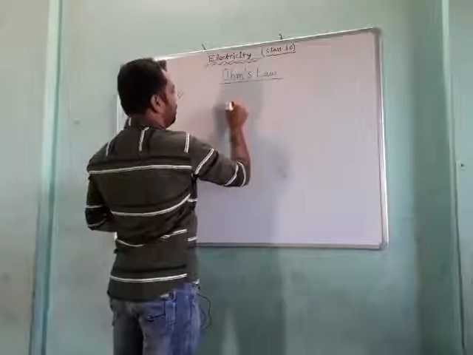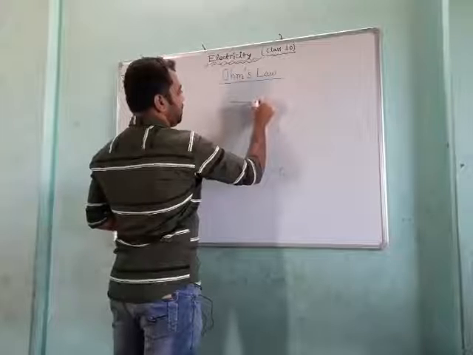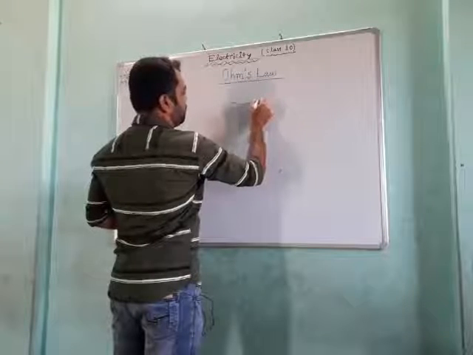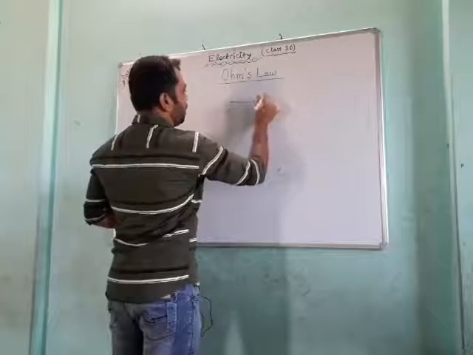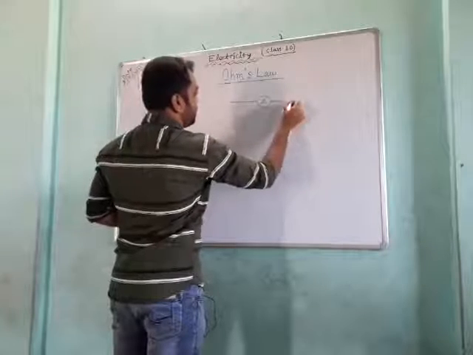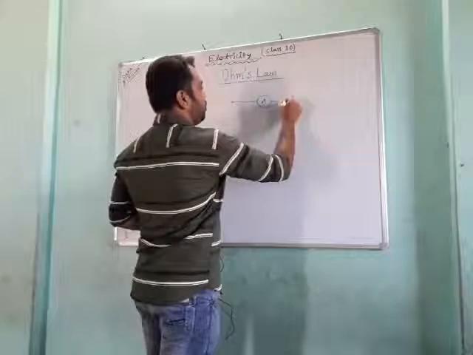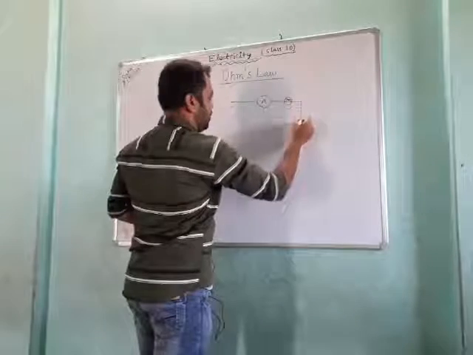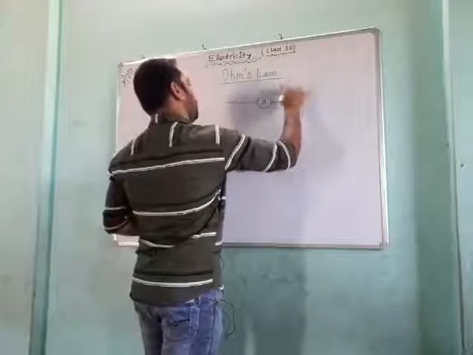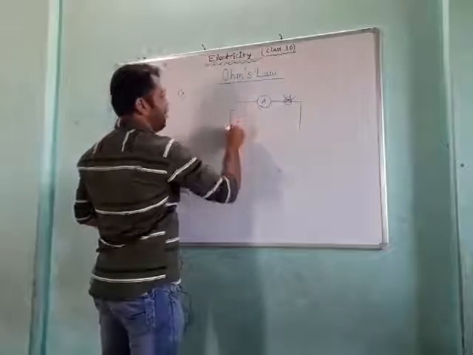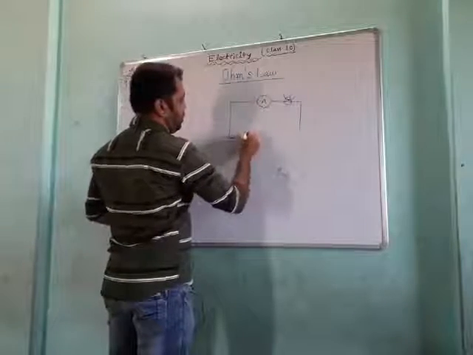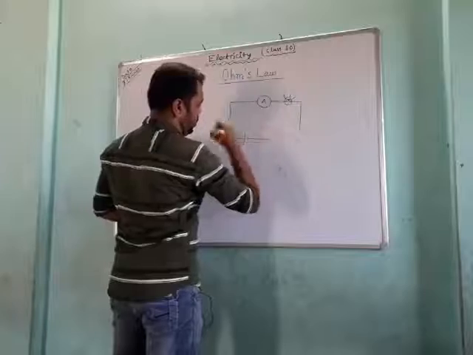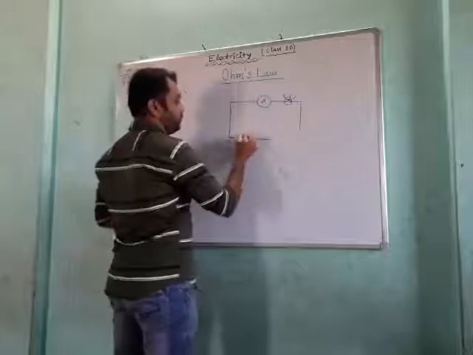So, let us draw a circuit. We put an ammeter in this circuit. We will put a light in this circuit. Now, we will give a battery.